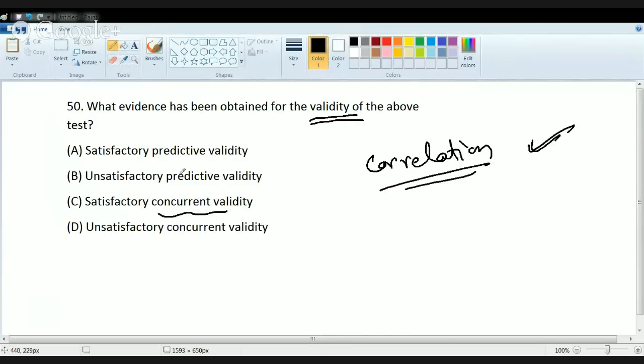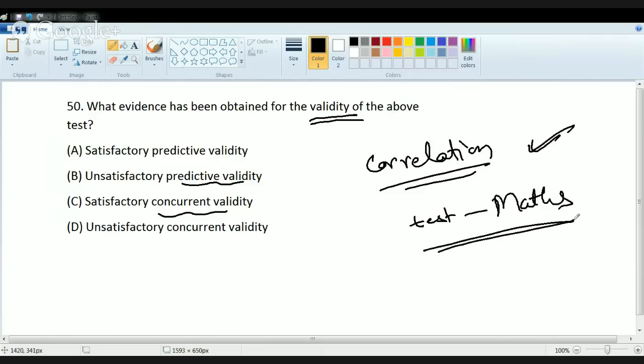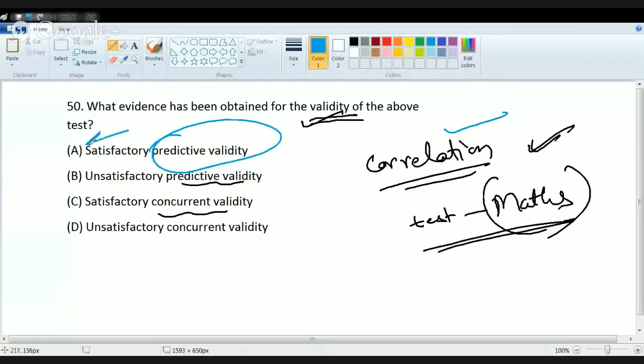Now there are two things, concurrent validity and predictive validity. What is the difference between the two? Predictive validity is when I am trying to predict something theoretically. For example, in the passage it was given that I am trying to correlate the test score with maths score and trying to predict what would be the score in mathematics. So it's basically predictive validity that we are talking about here, because it's not concurrent validity, we are not taking two things together. And since the correlation is high, it is satisfactory. So it's a satisfactory predictive validity.